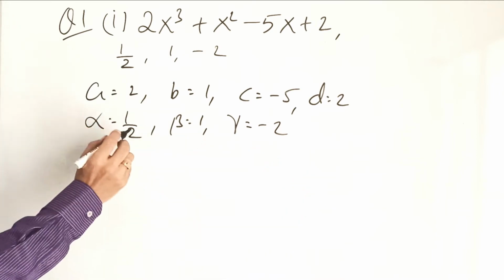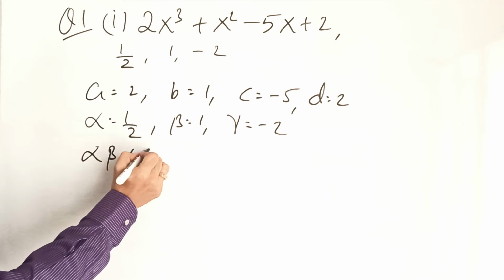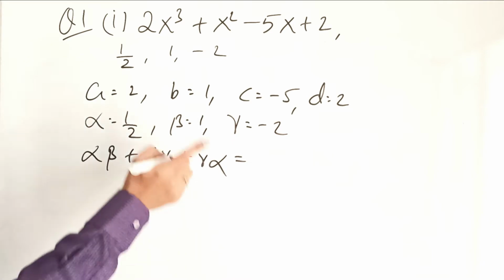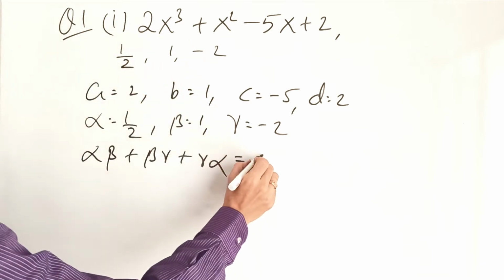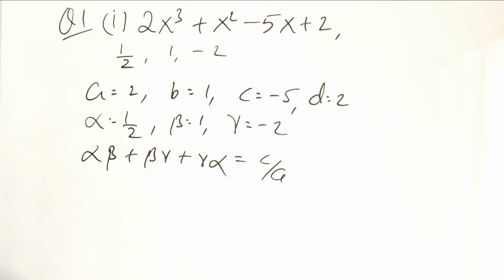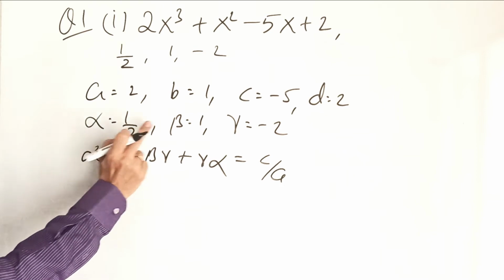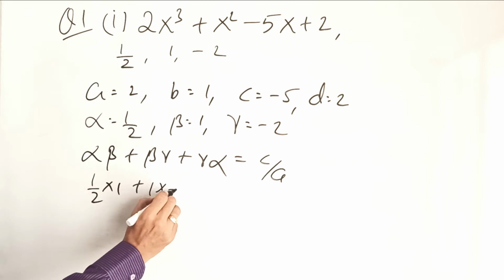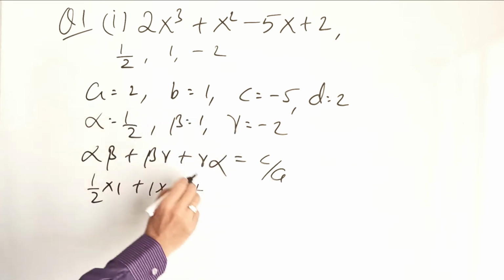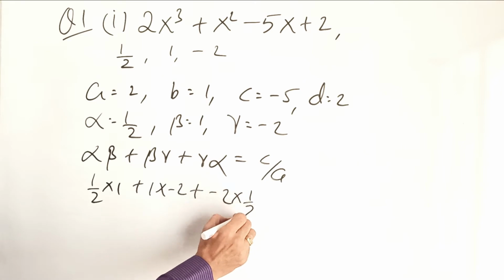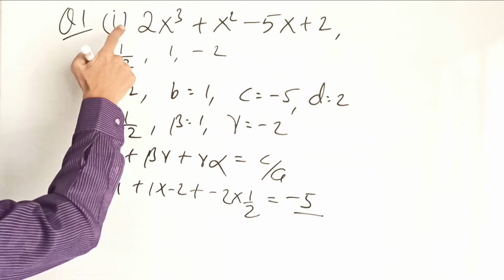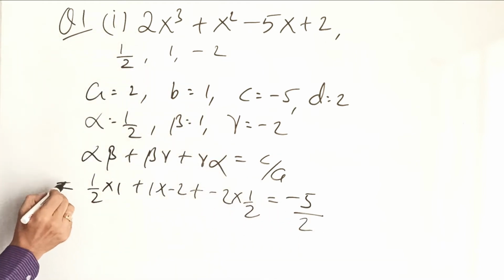Now let us check the another relation, alpha beta plus beta gamma plus gamma alpha is equal to c by a, in positive. Minus b by a, that was the first, and second is c by a. Alpha beta means 1 by 2 into 1 plus beta gamma means 1 into minus 2 plus gamma alpha means minus 2 into 1 by 2. It should be c by a. C means minus 5, a is 2. So let us check this one.